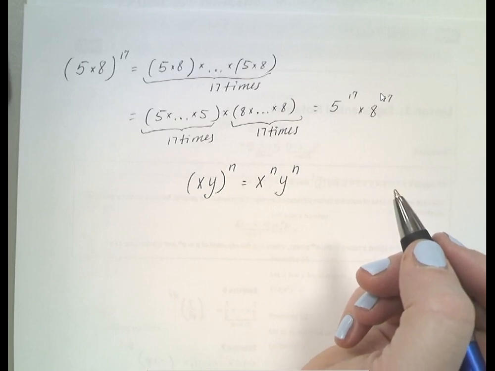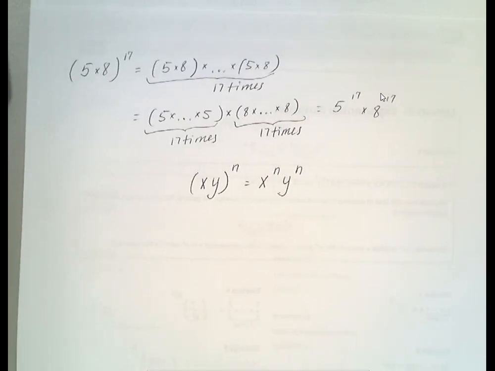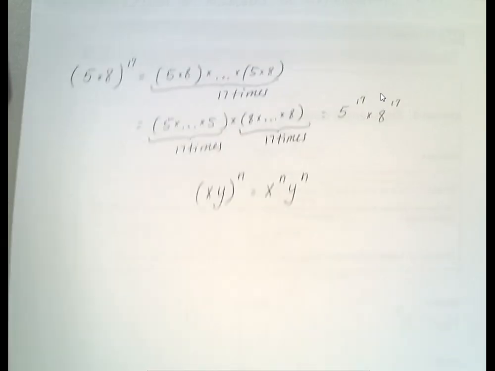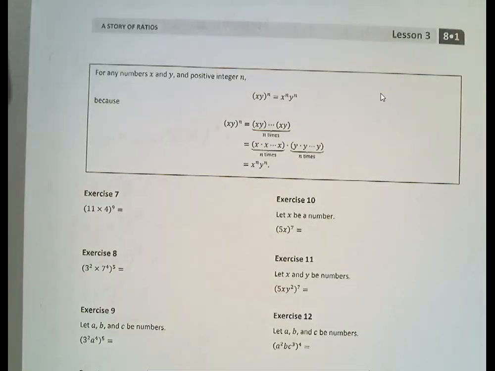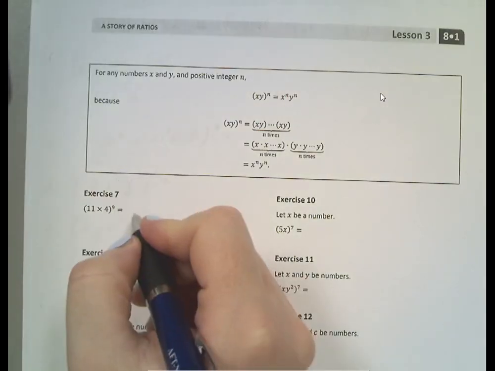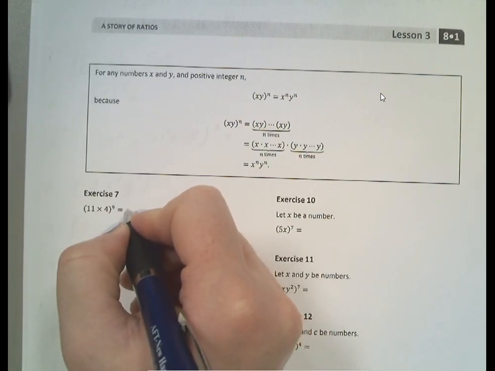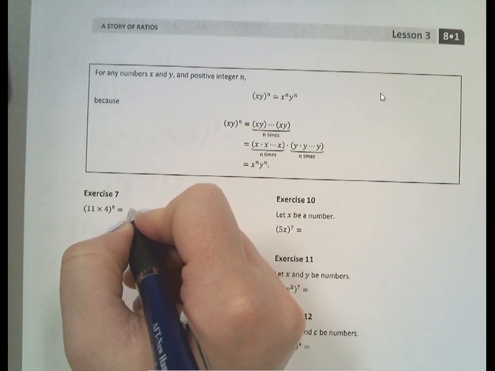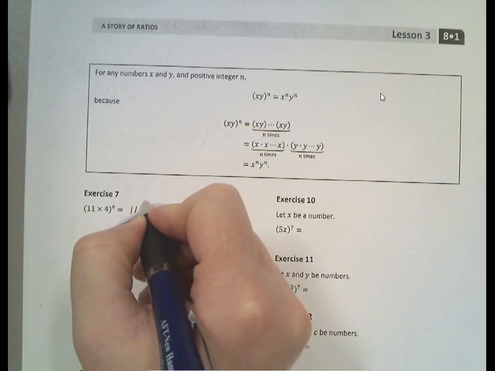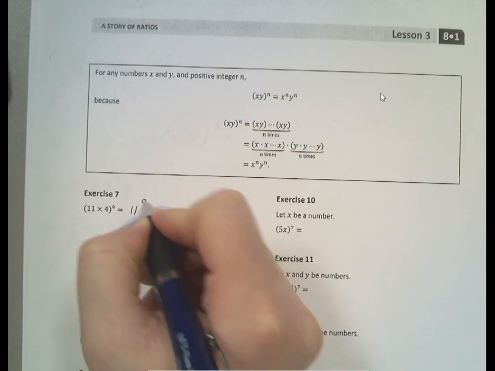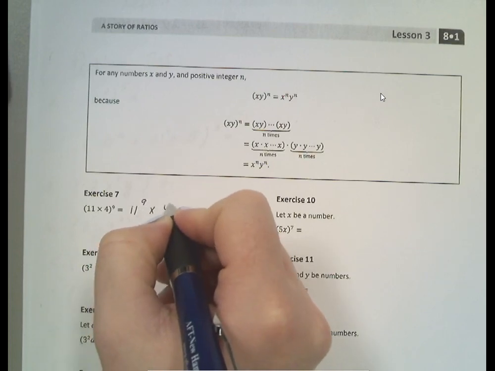Okay, so let's take a look at these exercises. Maybe we will just do a couple of them together here. So 11 times 4 to the ninth will be the same thing as 11 to the ninth multiplied by 4 to the ninth.